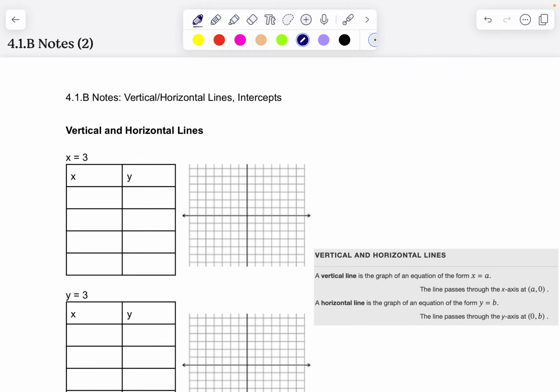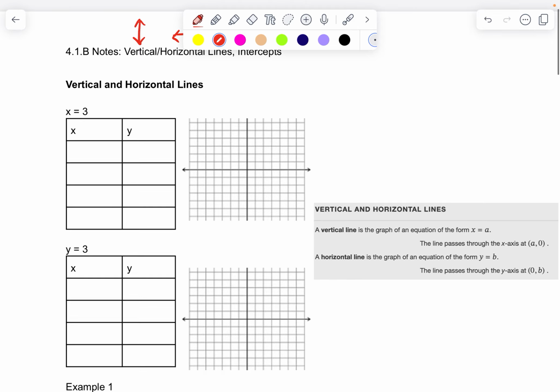Hi friends, today we're going to talk about graphing vertical and horizontal lines and also graphing using intercepts. Reminder, a vertical line is up and down, a horizontal line is side to side. We've already talked about graphing horizontal and vertical lines, so let me just remind you.